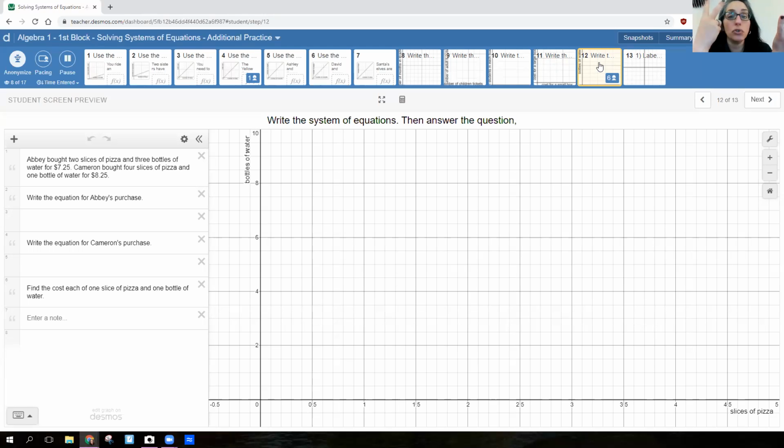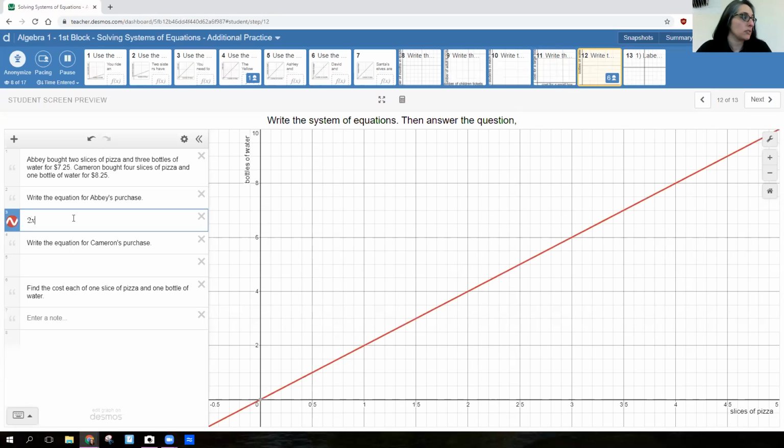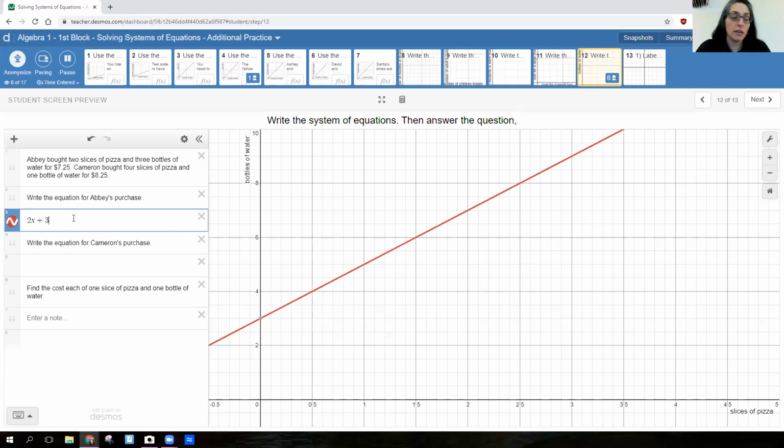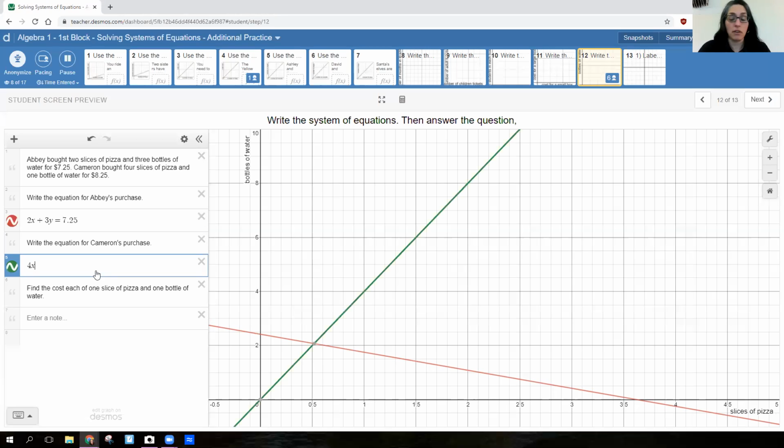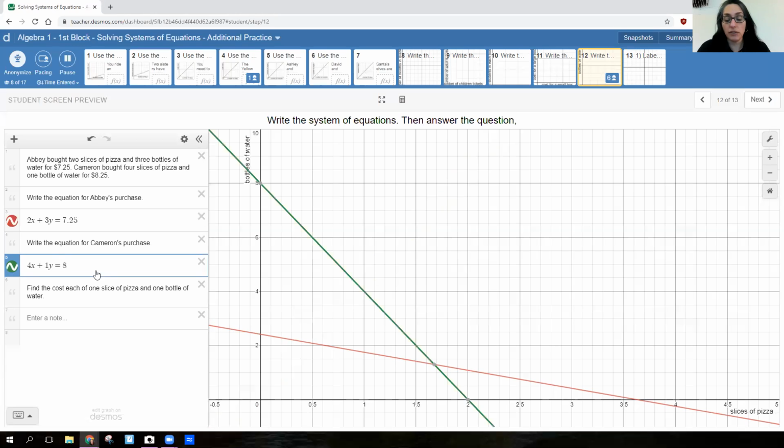So Abby bought 2 slices of pizza. So we're gonna go 2X, 2 slices of pizza, plus 3 bottles of water, so 3Y, and she spent equals $7.25. Cameron bought 4 slices of pizza, so 4X, and 1 bottle of water, 1Y, and they spent $8.25.